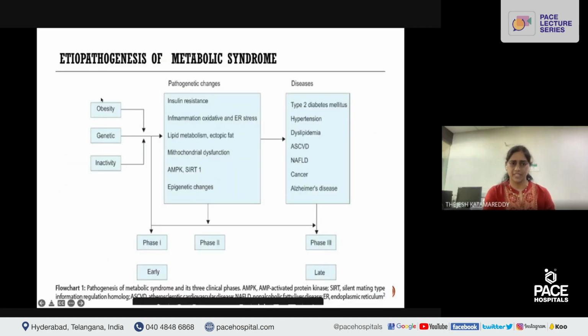So all these risk factors, obesity, genetics, and inactivity together lead to all these pathological changes like insulin resistance, inflammation, oxidative stress, and endoplasmic reticulum stress. Lipid metabolism is altered, and fat is deposited in the visceral organs. Mitochondrial dysfunction, AMPK and CRT, these epigenetic changes, all these pathological changes will lead to these diseases which are already discussed. And it has 3 phases, metabolic syndrome phase 1, 2, and 3. The initial 2 phases might not show many symptoms, but it ends up in late phase 3, where all the symptoms are seen.